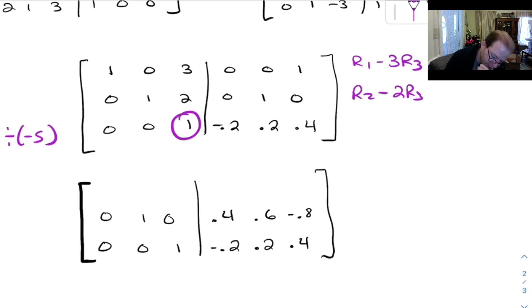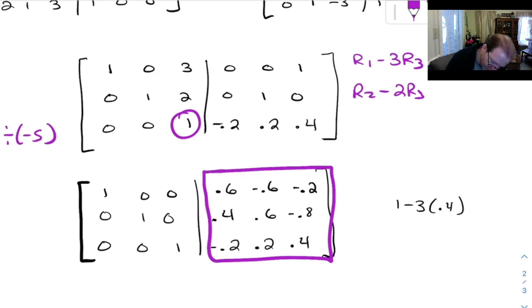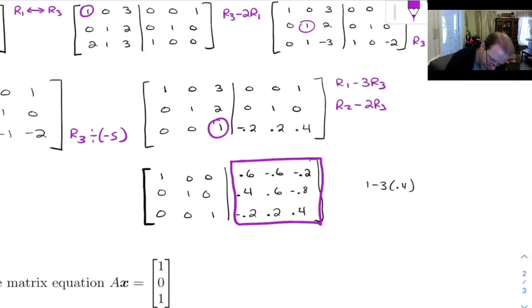And then top row minus 3 times row 3. This gives us 1, 0, 0. Then 3 times 2 is 6, so 0.6. Then negative 0.6. Then let's see, 1 minus 3 times 0.4. So that's 1 minus 1.2. So negative 0.2. Now, if I did all that correctly and didn't make any silly mistakes, this is our inverse. Our original matrix didn't have a name, so I'm just going to label this inverse.